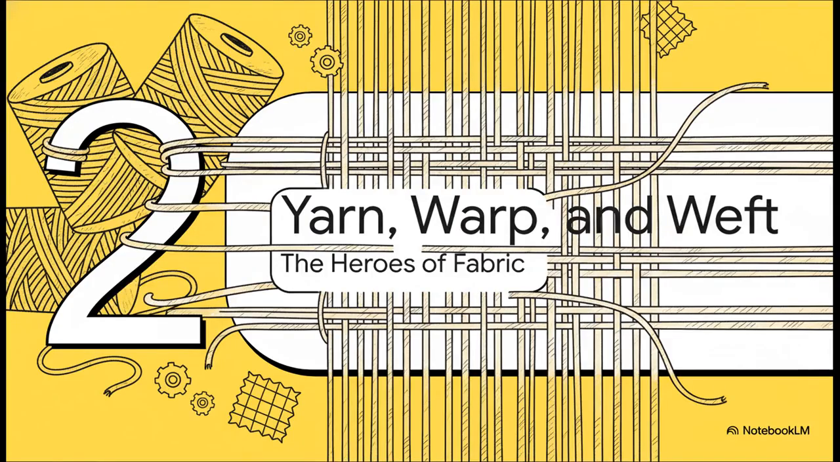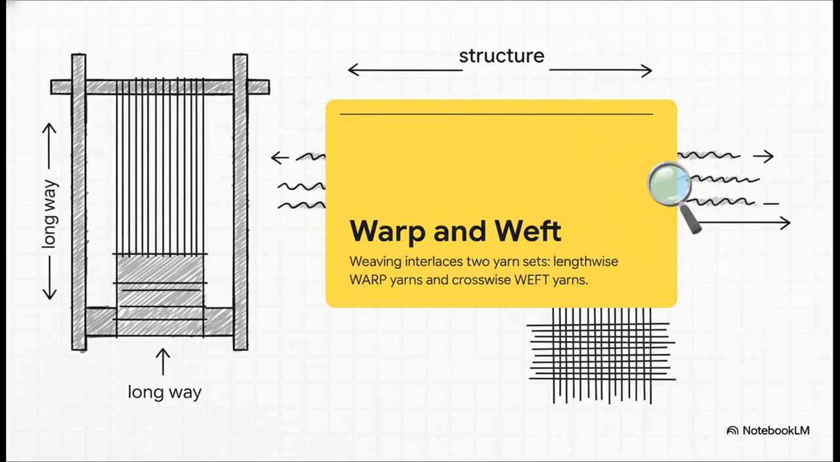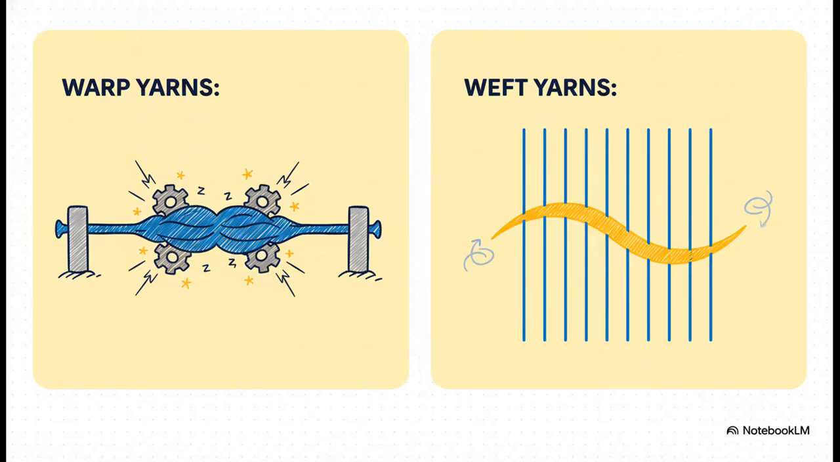So to really understand that grid, we need to understand its components. Let's zoom in on the two heroes of every single piece of woven fabric. This, right here, this is the fundamental vocabulary of weaving. The warp runs the long way, up and down, forming the backbone of the fabric. Then you have the weft, which runs side to side, interlacing with that warp to create the structure. Warp and weft. Remember those two? Everything starts here.